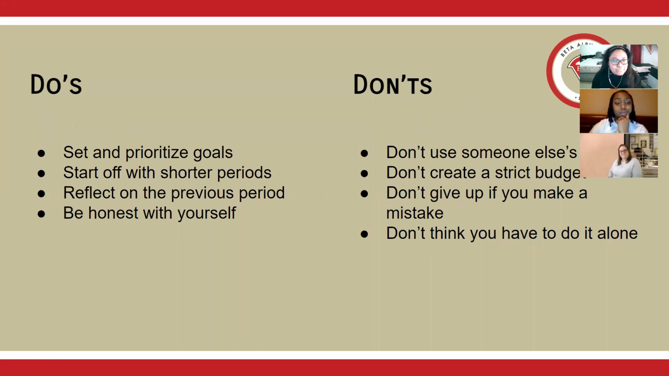And you can start off with shorter periods of time. So let's say that you want to start going to the gym more often. You can start by saying, okay, I want to go to the gym twice a week. And then you can expand upon that once you get more into a cycle of going to the gym, so you can go 3 times a week or 4 times a week. That's what shorter periods of time is an example of.